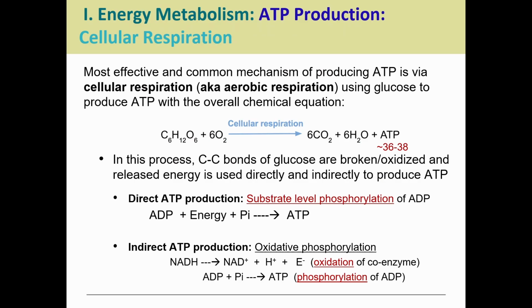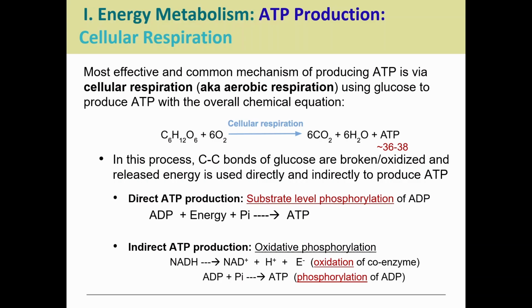So if we're looking at the most effective mechanism of making ATP, because there's multiple ways that we can get there, right? ATP can be made in several different ways. We can use fermentation, we can use cellular respiration, we can use anaerobic respiration, right? There's a few different pathways, but they're not all created equal, and they all have their pros and cons.